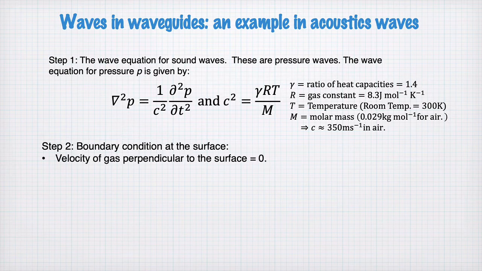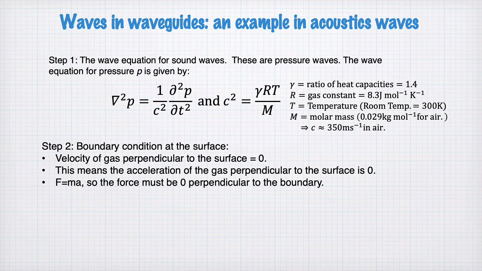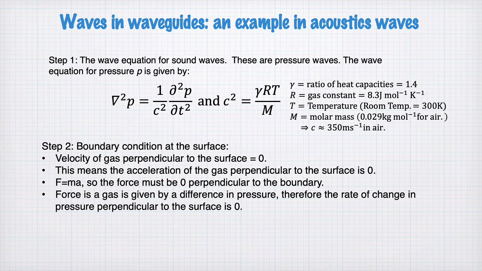So the boundary condition is that the velocity of the gas perpendicular to the surface is 0. Otherwise it would be going through the surface, and that's not allowed. It's a hard surface. This means the acceleration of the gas perpendicular to the surface is also 0. Force is mass times acceleration, so the force must be 0 perpendicular to the boundary. That is, the force on the gas molecules must be 0, otherwise they'd have some acceleration.